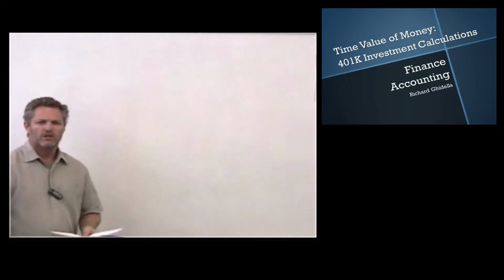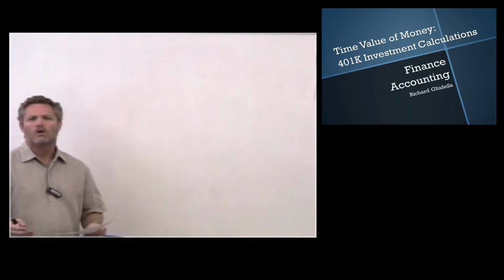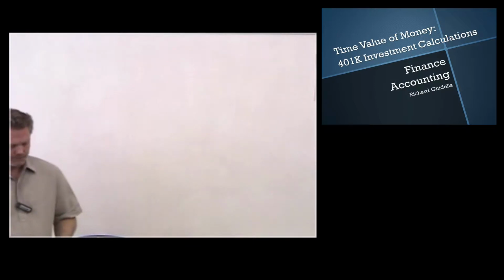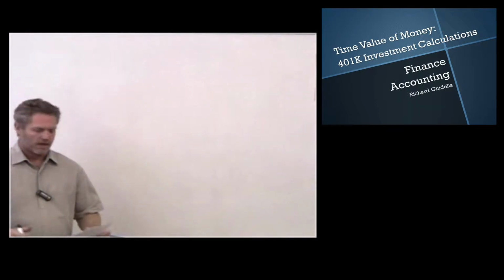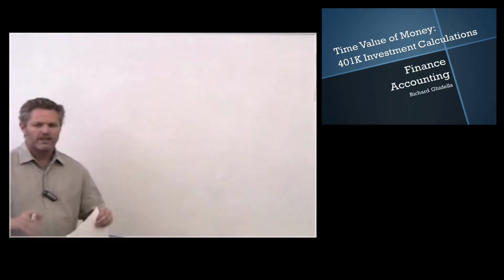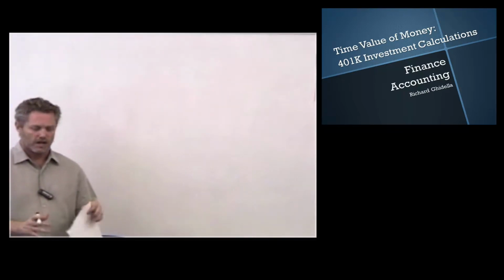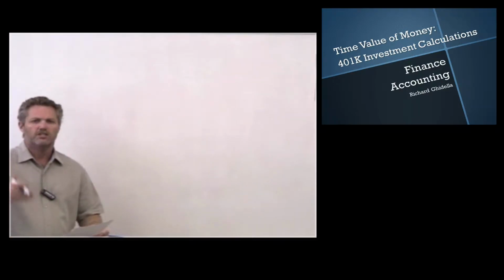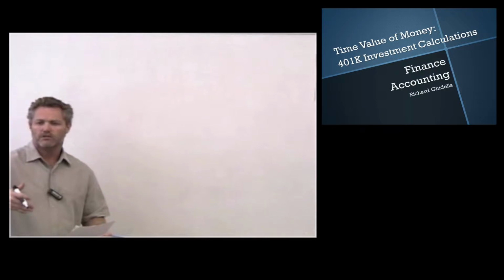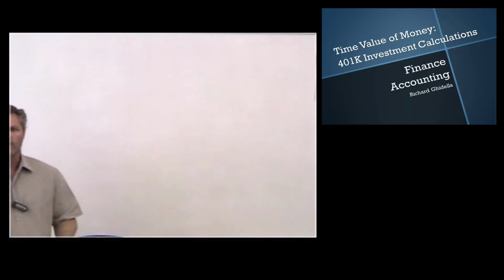All right, we're going to do a simple 401k calculation. So let's say you have your 401k investment, and right now you have $40,000 sitting in your account, and you're going to add $2,000 each year to that account for the next 30 years until you hit retirement.